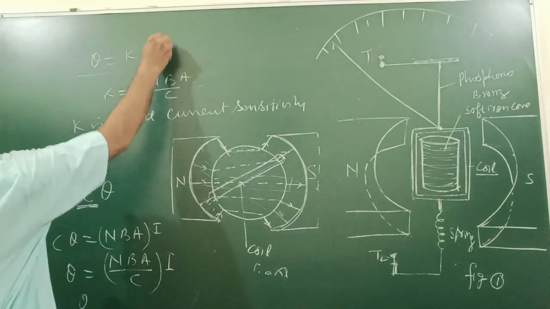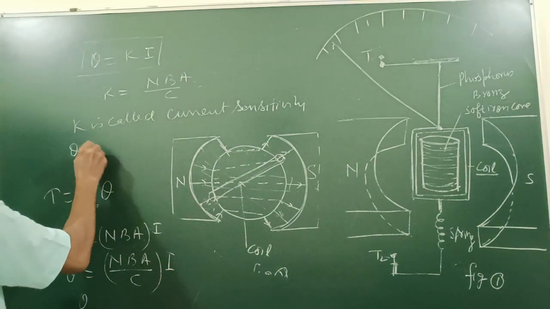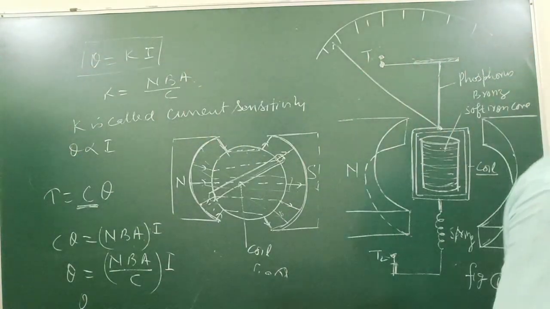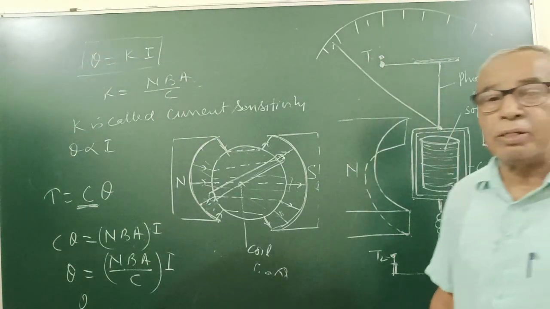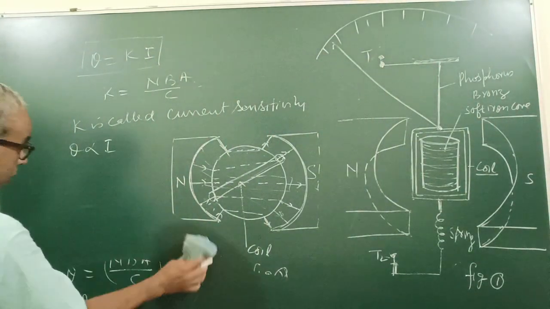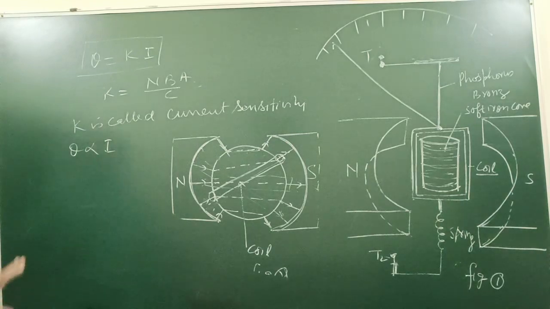Theta is proportional to I. So the larger the current, the greater the deflection. So by measuring deflection, we can find the current. We can measure the current. So this is the working principle of galvanometer.